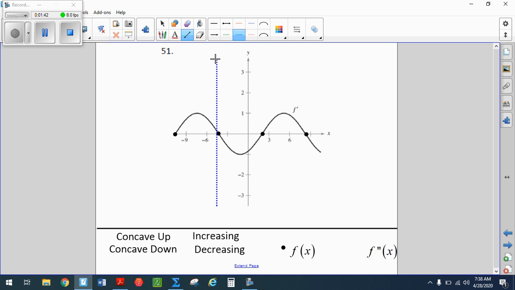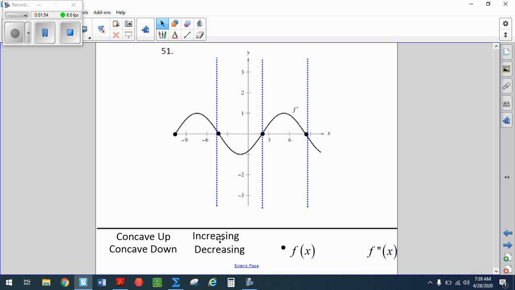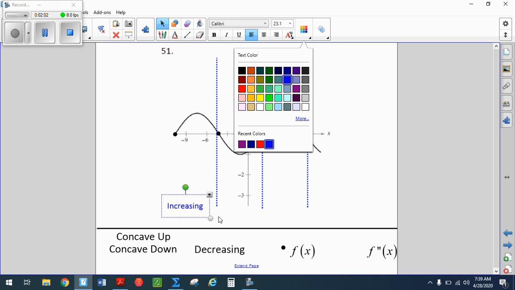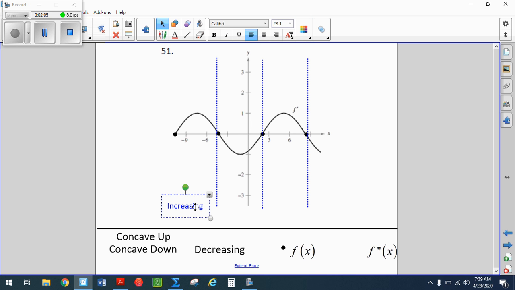So my derivative graph is positive to the left of this blue line, negative in between the two blue lines, then switches back to positive for the next interval, and then switches to negative. So that means that my original graph is going to be increasing in this space. Put this in blue to show we're going to do our original graph in blue. So on this leftmost interval, and then again here, and then decreasing on the other two intervals.